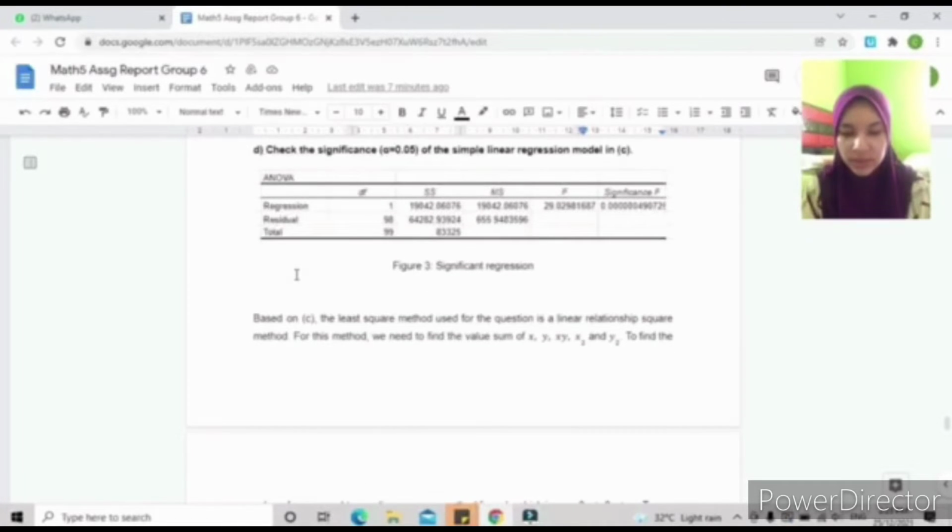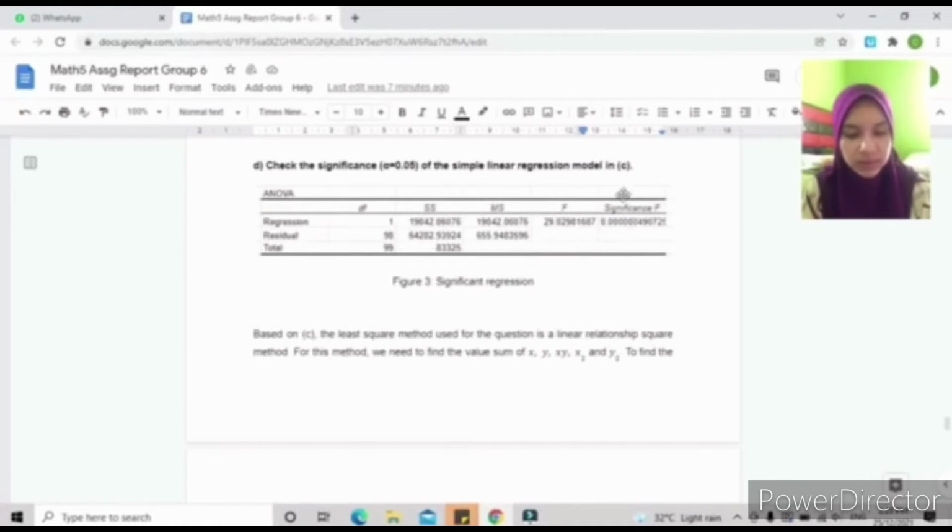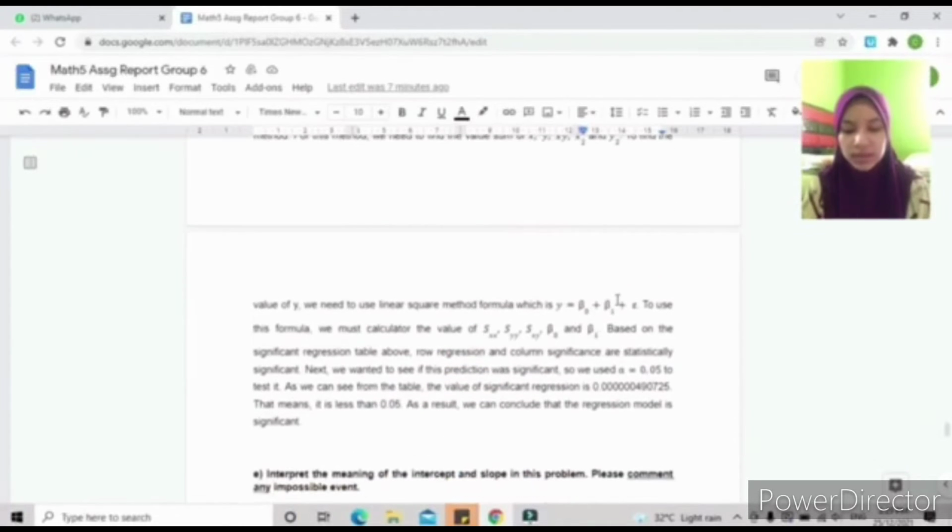From this table, the significance F is 0.00000049070258. It proves the value of significance F is less than 0.05. As a result, we can conclude that the regression model is significant. So that's all from me.